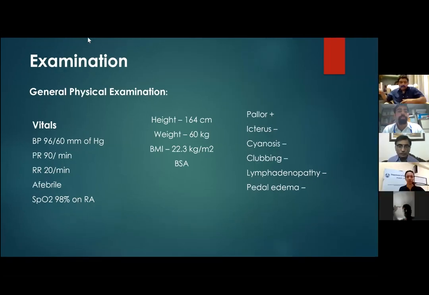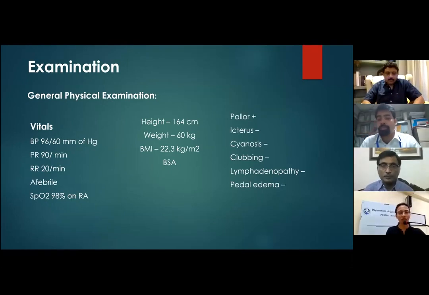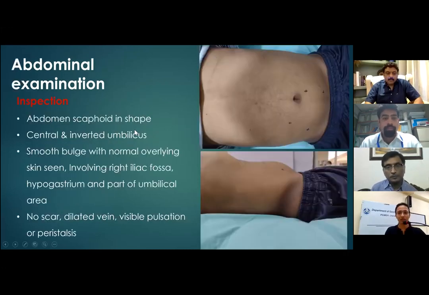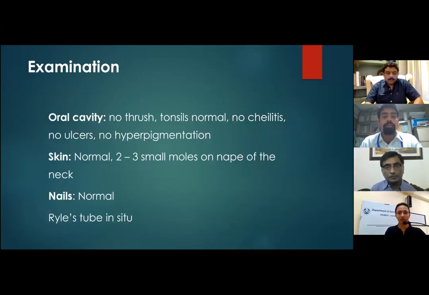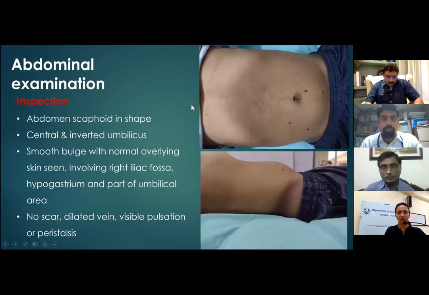Please carry on. Okay, so on the general physical examination, vitals were normal. The patient has a BMI of 22.3 kg per meter square of body surface area. On the rest of the findings, there was pallor. However, there was no icterus, cyanosis, clubbing, lymphadenopathy, or pedal edema. On other general physical examination, the oral cavity was normal. Skin and nails were also normal. There was a Ryle's tube in situ with RT aspiration.